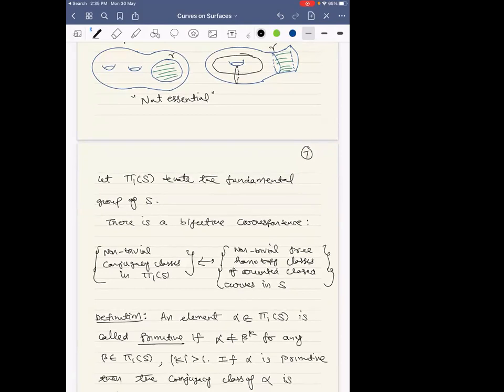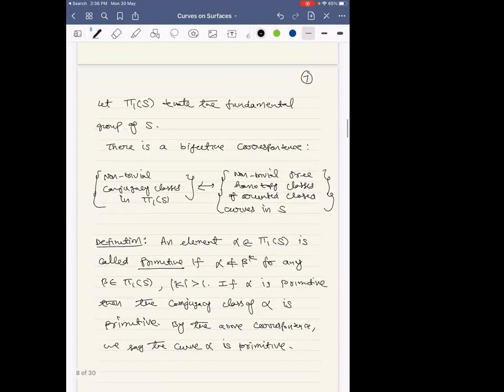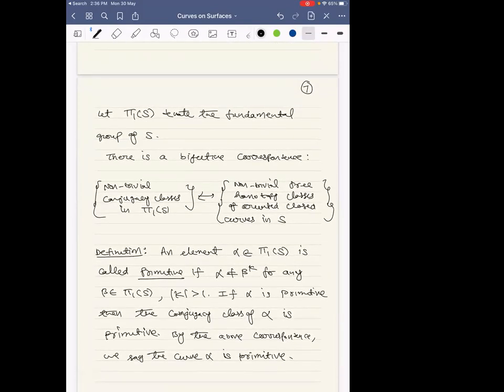Then one can see there is a bijective correspondence between non-trivial conjugacy classes in the fundamental group and non-trivial free homotopy classes of oriented closed curves. How do you get the correspondence? For an element of pi1, you can simply forget the base point and get a free homotopy class. There are other ways to see this also, other ways to get a correspondence. For example, you can also look in first homology. We will see more of this.